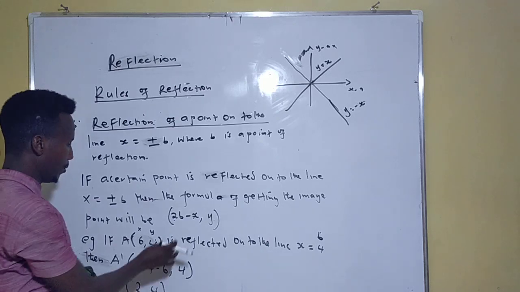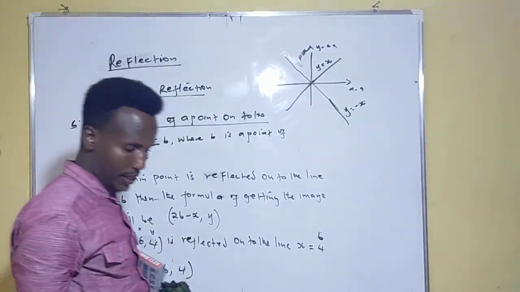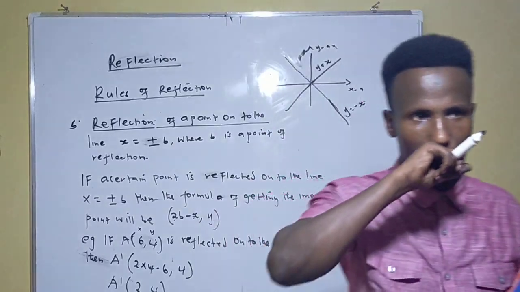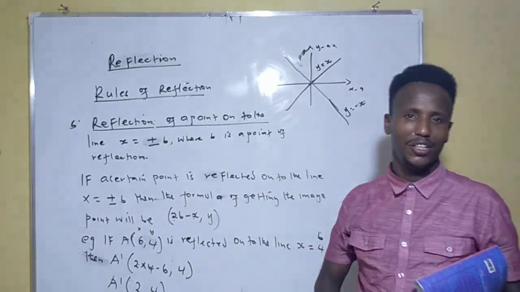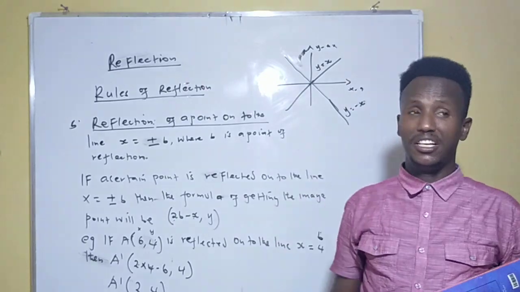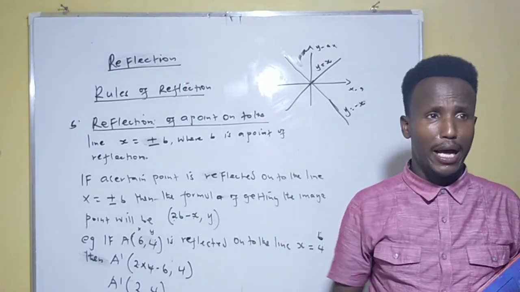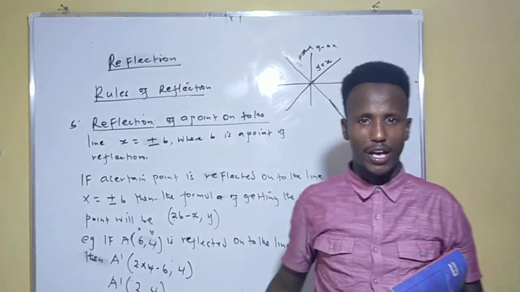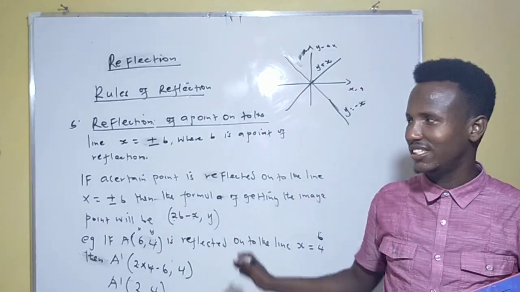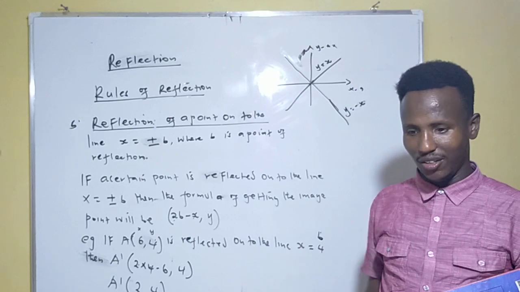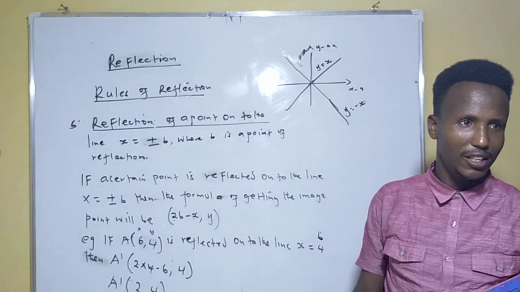So you're going to use this formula, 2b minus x coordinate, comma, y. So that's how you're going to solve. In the event where you're told, reflect onto the line x is equal to blah blah, where blah blah is the value of x, that's the mirror line. We're going to discuss this when solving questions from this kind of concept.